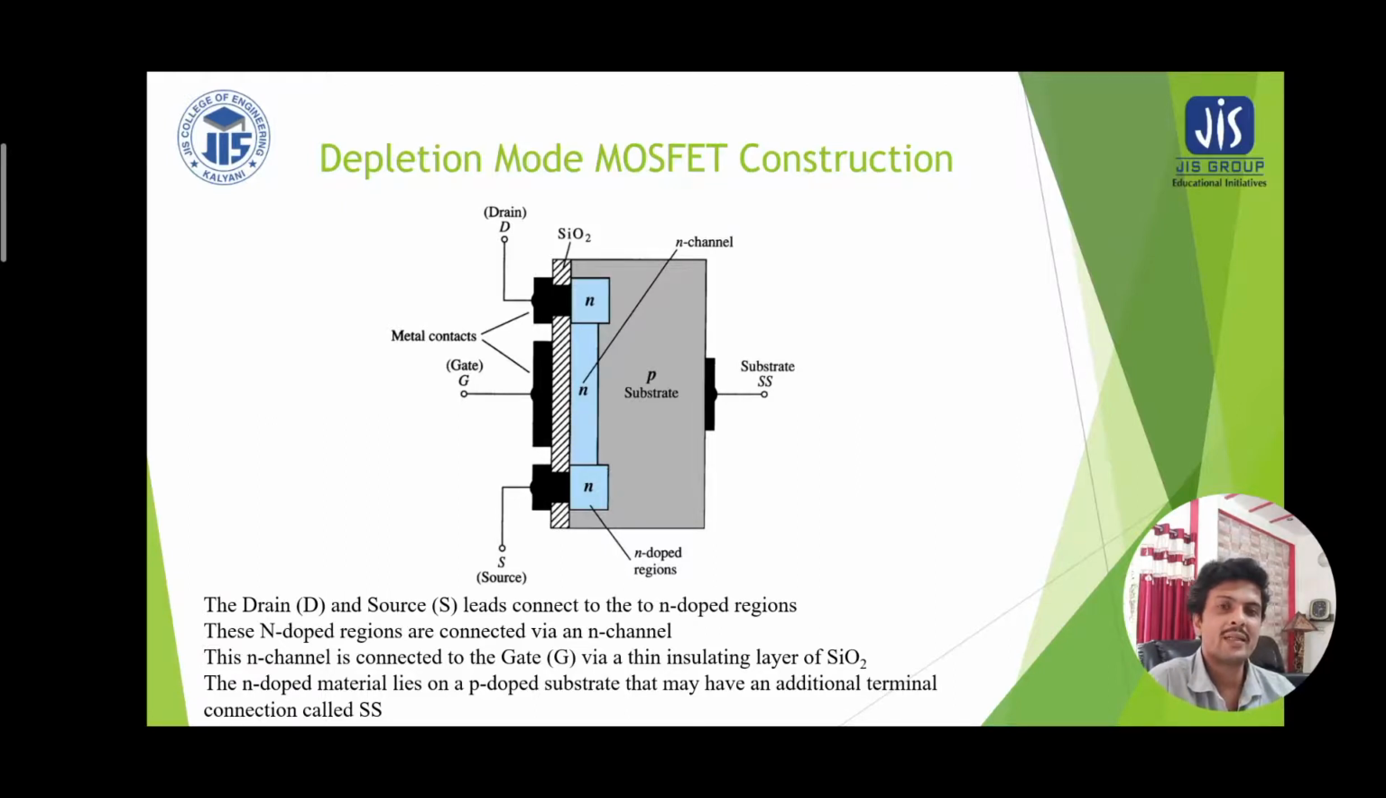Over the gate region there is a silica layer, and above the silica layer a metal deposit is given. Here the gate terminal is taken out. The drain and source leads connect to the N-doped regions. These N-doped regions are connected via the N-channel. This N-channel is connected to the gate via a thin insulating layer of silica. The N-doped material lies on a P-doped substrate that may have an additional terminal connection called SS.